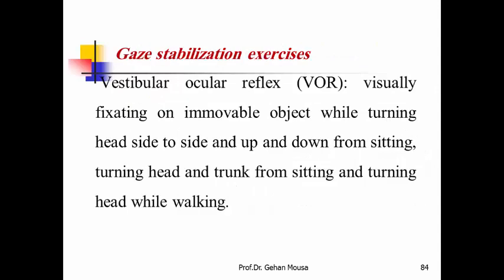Gaze stabilization exercises are done by fixating the eye on a movable object while turning the head. This turning may be from side to side, from right to left, or from up to down. The position of the patient is firstly sitting, then graduated to standing, and after that during walking.